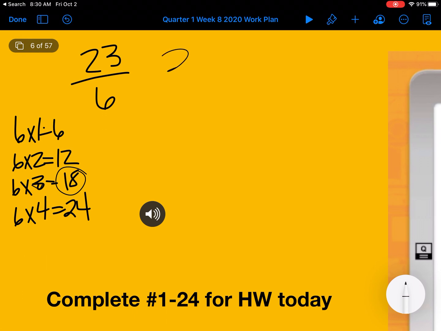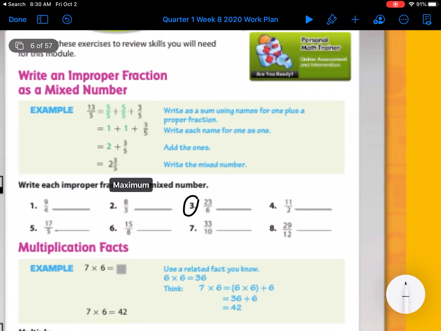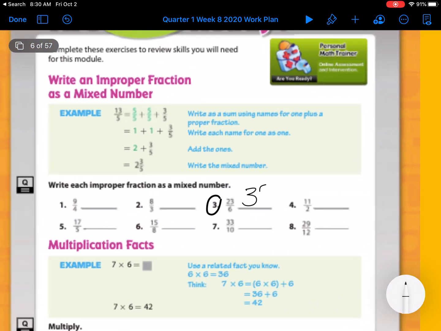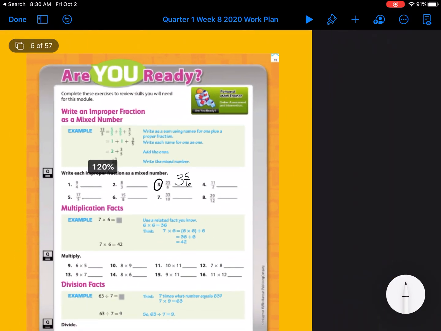So you have 3 wholes, right? And then you have to figure out what's left. What's left to get from 18 to 23? Well, I like to count. 19, 20, 21, 22, 23. That's a 5. You have 5 parts left, and then your denominator stays the same. So the answer to number 3 would be 3 and 5/6. Otherwise, you can draw it out.